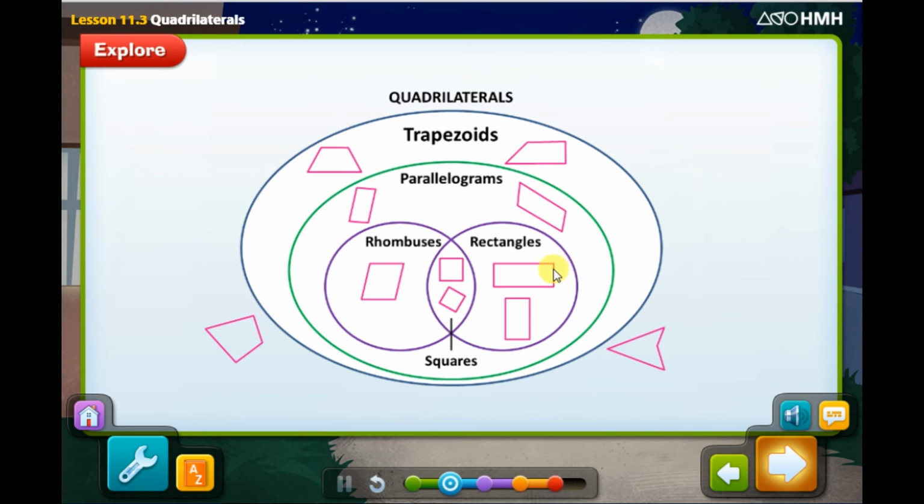Rectangles have 4 right angles and 2 pairs of parallel sides. The rhombus has 2 pairs of parallel sides, but all its sides are congruent, meaning equal. And between the rhombus and rectangles, there are squares. So squares are both rhombuses because they have 4 congruent and equal sides, and they're also rectangles because they have 4 right angles. So let's see an example.